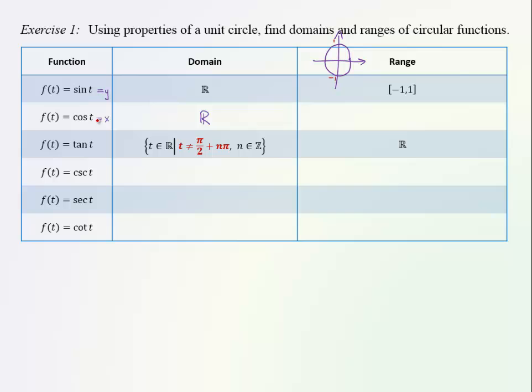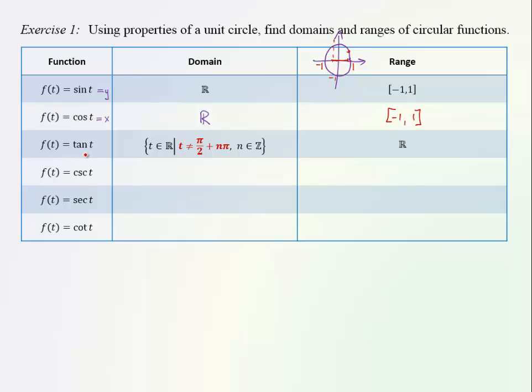What about cosine? Well, cosine is the x coordinate of our point. So if we have a point, the x coordinate is this distance. Well, this point can go around the circle, and at any moment we have a corresponding x coordinate. So this x can go again from -1 up to 1. So the range is -1 to 1 again.